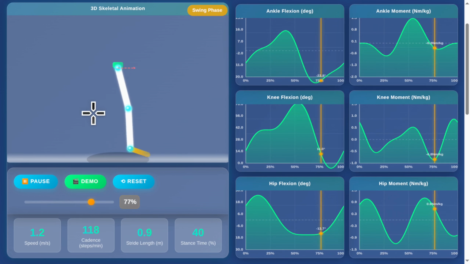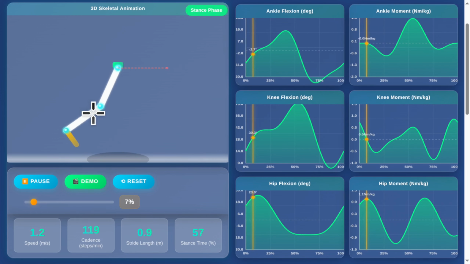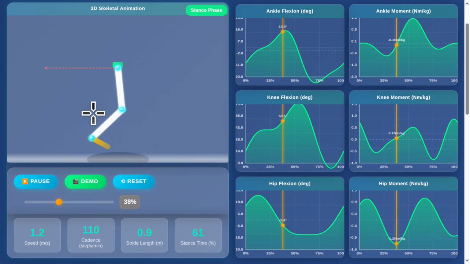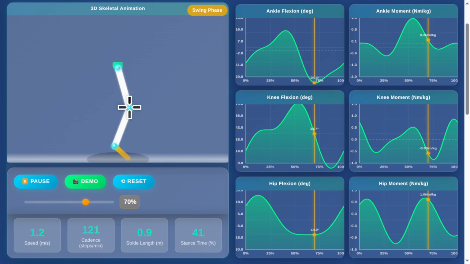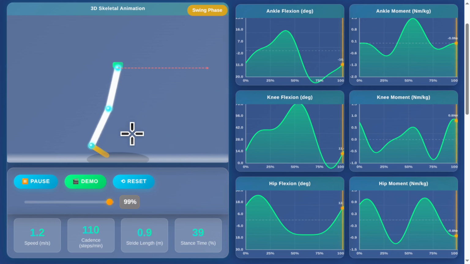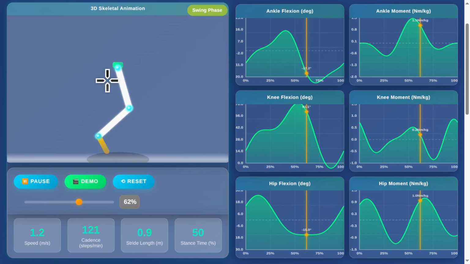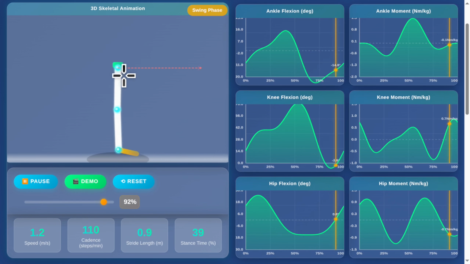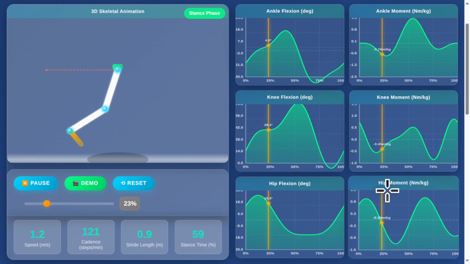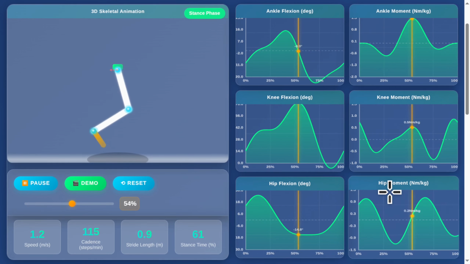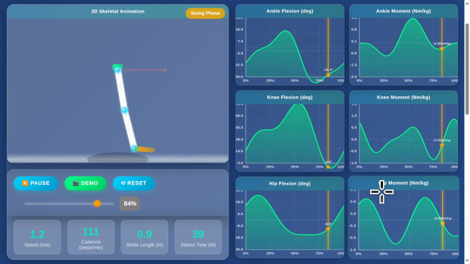Okay, two questions. First of all, how would you improve the simulation? Would you add more red dotted lines to show the force on the knee and the ankle? And also, what's the relationship between the ground force and the hip moment? Are they directly related to one another or not?